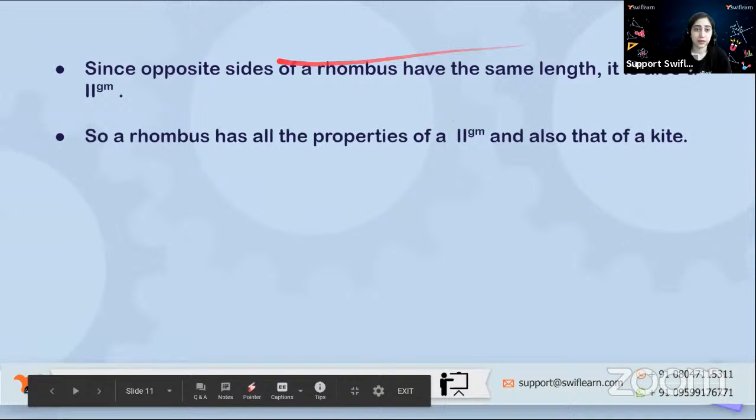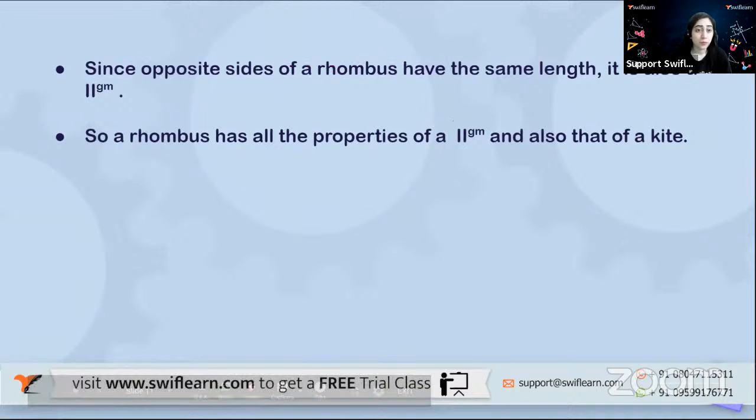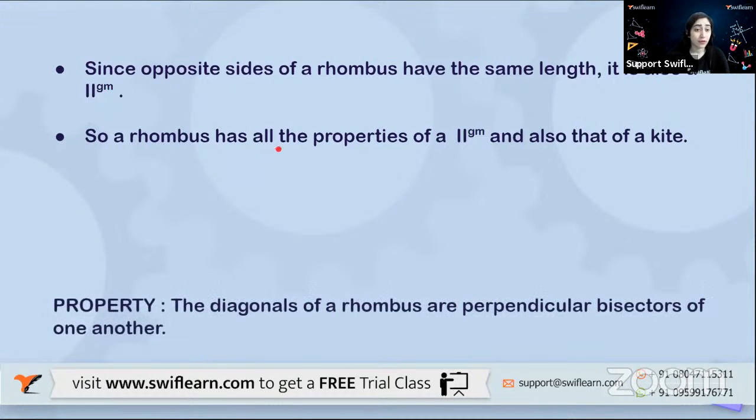We have also studied that since the opposite sides of the rhombus have the same length, it is also a parallelogram. In a kite, we don't say it is a parallelogram, right? That's what we have understood. But in a rhombus, the opposite sides are equal in length. That's why we call it a parallelogram. So a rhombus has all the properties of a parallelogram, and also those of a kite. That is why we call a rhombus a special one.